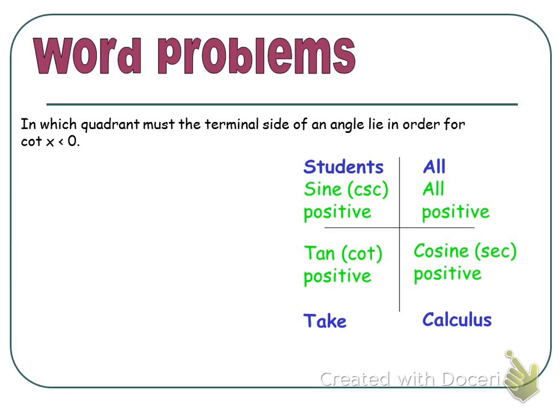In which quadrant must the terminal side of an angle lie in order for the cotangent to be negative? What do you think, Peyton? 2 or 4. The cotangent is negative in 2 or 4, right? Because it's positive in 1 and 3. So those 2 quadrants are eliminated. So if the cotangent is negative, then we're going to be in quadrant 2 or quadrant 4.